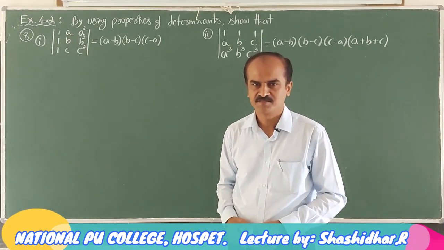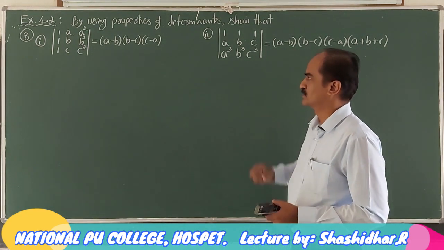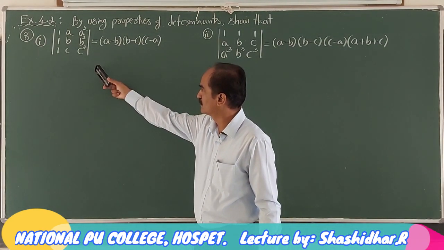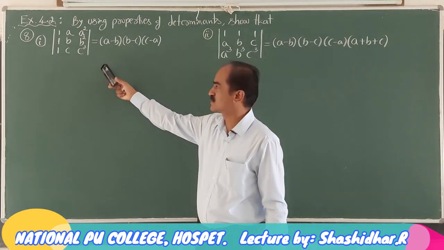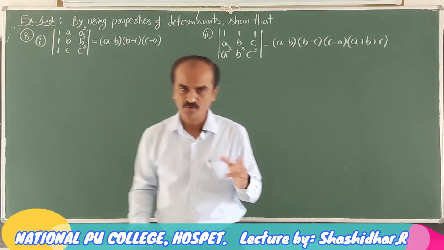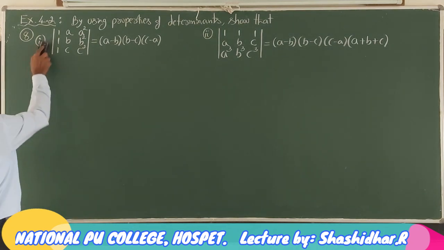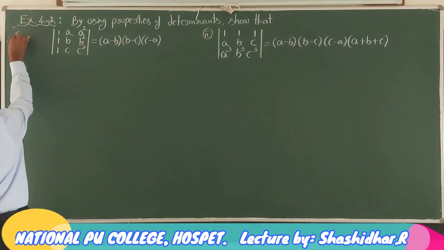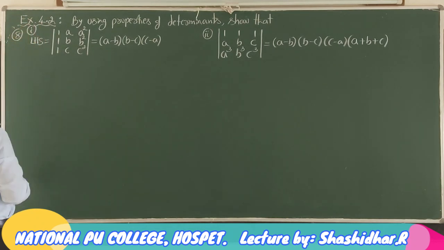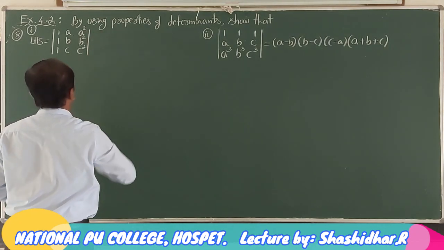In question 8, by using properties of determinant, required to show that the determinant whose first column entry is 1 1 1, a b c, a square b square c square is equal to a minus b, b minus c, c minus a. Let us see how we can get this result. Let me start with LHS. So I have to get a minus b, b minus c, c minus a.